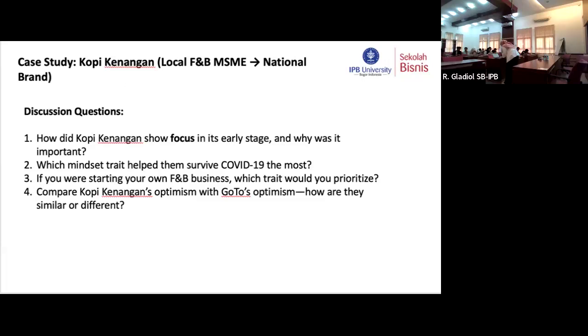Dari akademik ada Mas Ali atau siapa? Mas Supri? Bisa tolong buatin apa namanya? Breakout room? Or I can make it. Oh, sorry. Okay, wait. In Zoom, students in Zoom, please do the Kopi Kenangan.